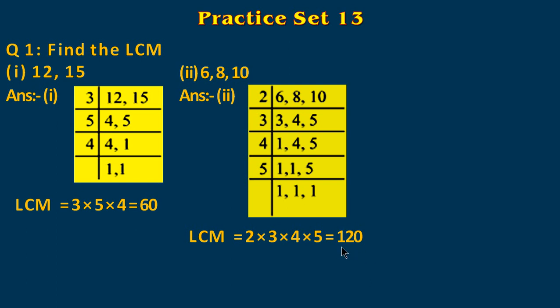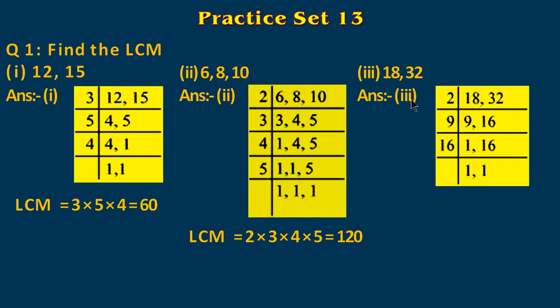Now same here, 18 and 32. Now the common factor for 18 and 32 is 2. 2 9s are 18, 2 16s are 32. Now 9 and 16 do not have any common factor. So 9 1s are 9, 16 will be taken down as it is. Again then 16 1s are 16. Now the LCM for this set of numbers is 2 into 9 into 16. 2 9s are 18, 18 into 16 is equal to 288. So LCM of 18 and 32 is 288.